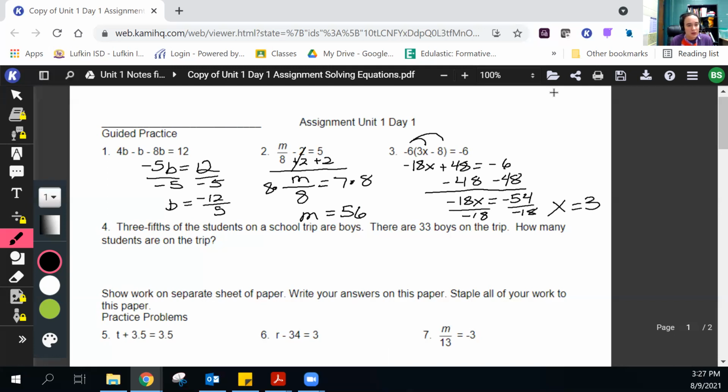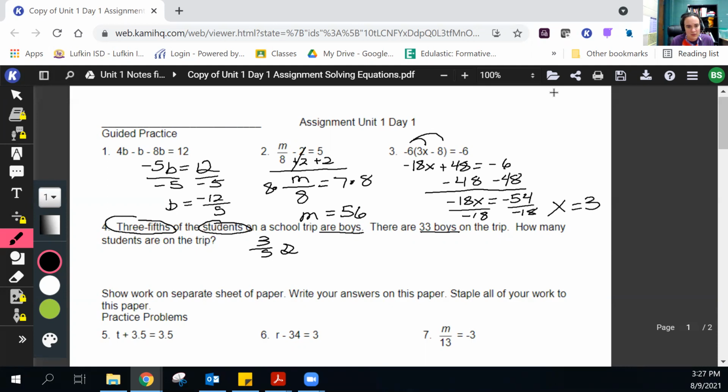And our last one on the guided practice, 3/5 of students on a school trip are boys. There are 33 boys on the trip. How many students are on the trip? So we have 3/5 being an important word, and of the students, and they are boys. And there are 33 boys on the trip. So 3/5 of our total number of students.